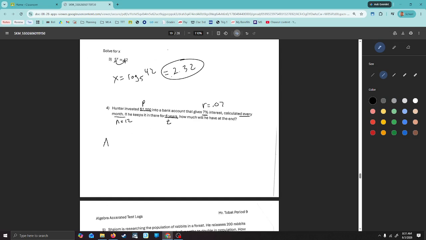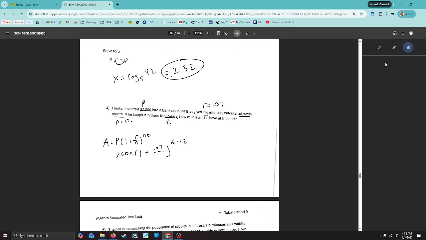So the main formula is A equals P times 1 plus R over N, to the power of NT. So we got all our symbols. We just got to plug it in. So literally 7,000 times 1 plus 0.07 divided by, oh, I'm sorry, I almost messed up, divided by 12 because it should be N on the bottom. So 12, to the power of 6 times 12.